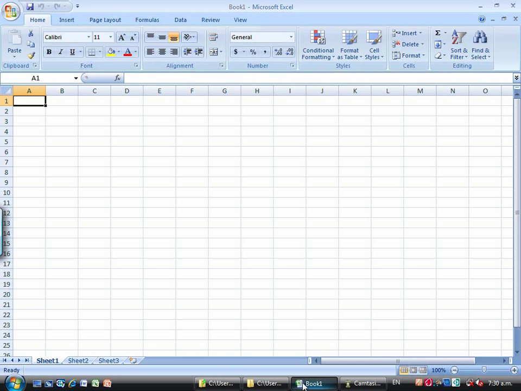Now, what we're going to be doing in this lab, it's a very short one, is working with a blank template. So by now you should have a very good idea of how to do this.